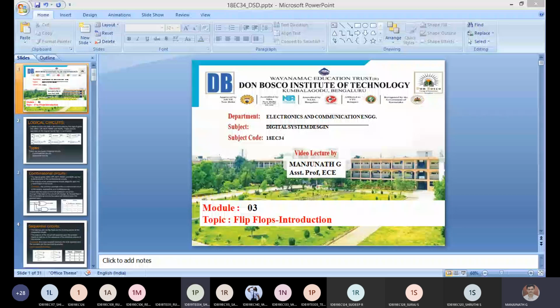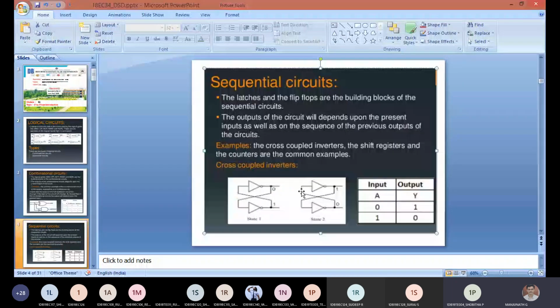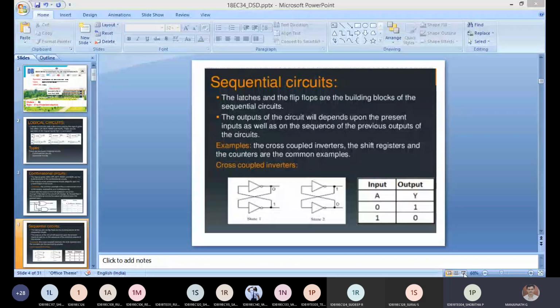Sir, the slide is not changing. It's on the first page only. Is it visible now? Let me maximize it. Yes, sir, the slide is visible. Is it visible? Yes, sir.